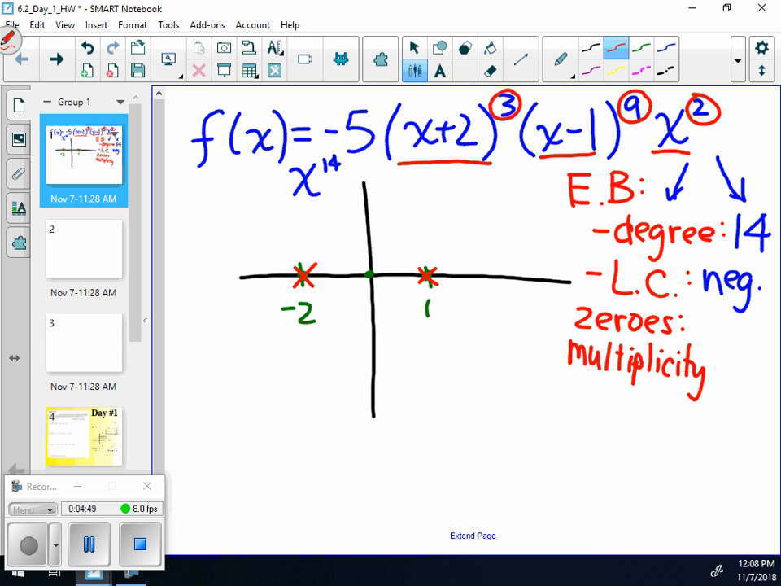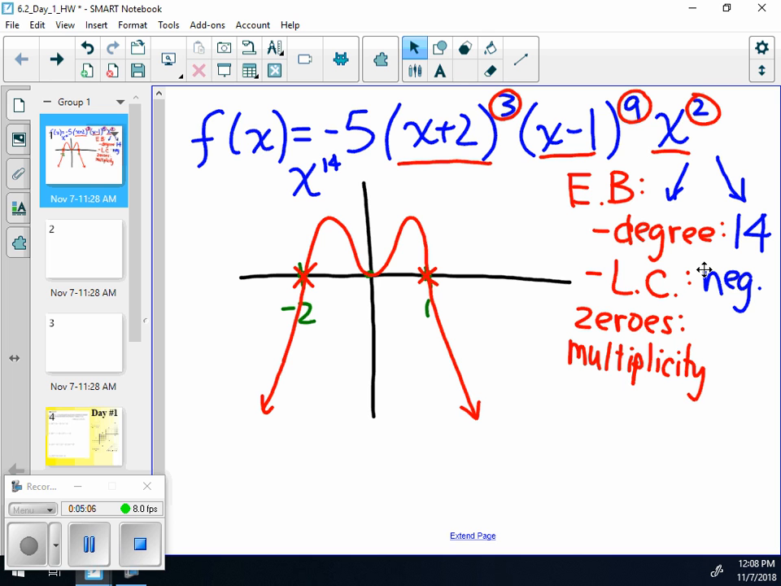That means that if we have an end behavior that starts down, it's going to pass through that 0. It's going to bounce off of this 0, and it's going to pass through our last 0. Okay. Show of hands, I am confident on this.